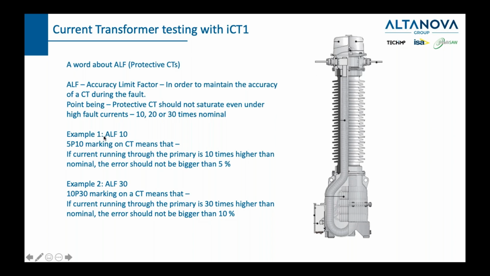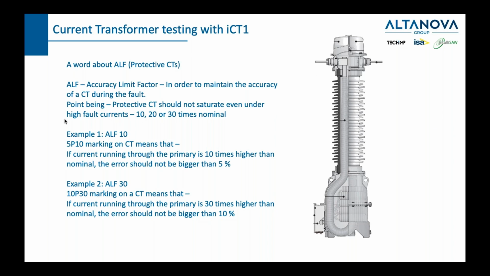Let me take an example, because the easiest way to explain this is with an example. The marking you will find on a transformer can be, for example, 5P10 or 10P30. These are the markings which talk about the accuracy of the transformer. 5P10 means that if I have 10 times, and in that case ALF, accuracy limit factor, is 10, if I have 10 times higher current than the nominal current, the maximum error at 10 times nominal current is 5%.